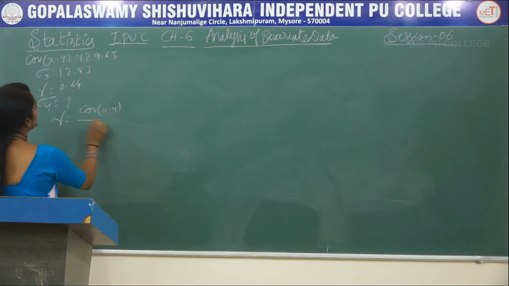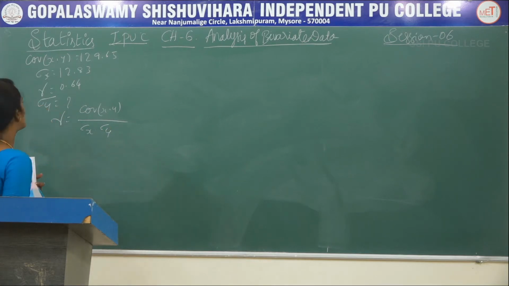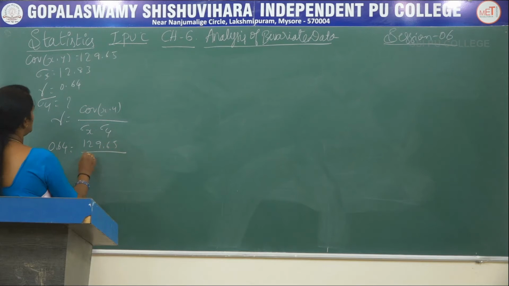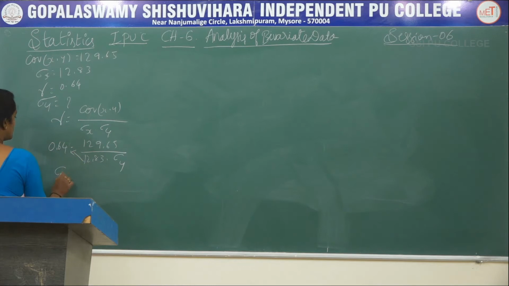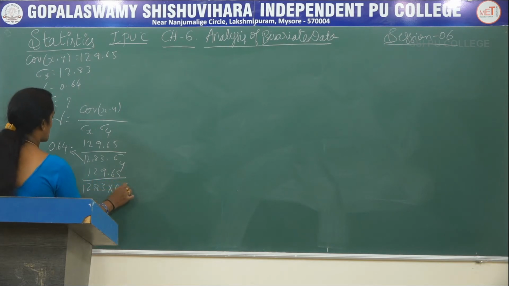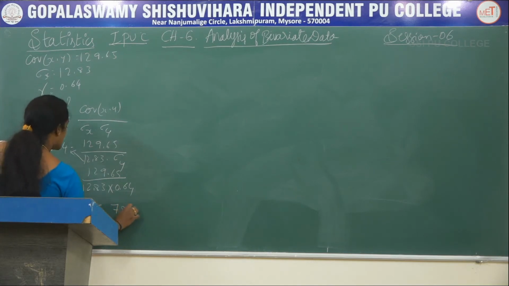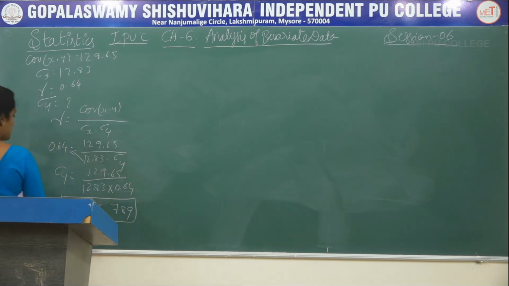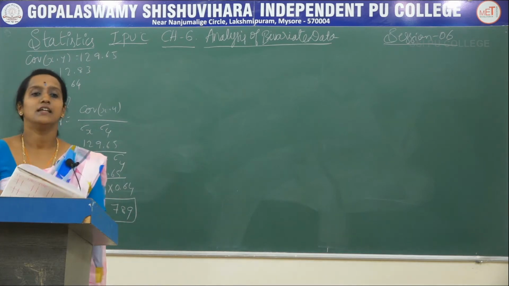r is equal to covariance of x comma y by sigma x into sigma y. Now substitute the values. Here 0.64 is equal to 129.65 divided by 12.83 into sigma y. Take the cross multiplication. Sigma y is 129.65 divided by 12.83 into 0.64. So sigma y is 15.789.